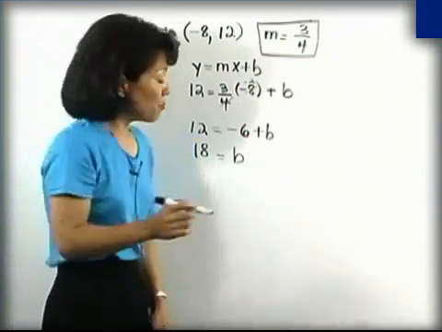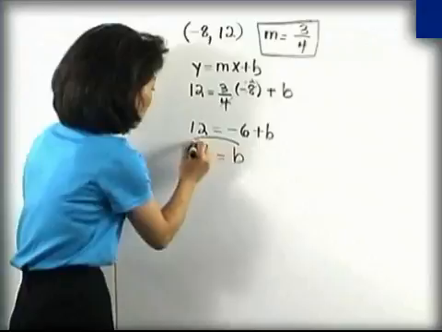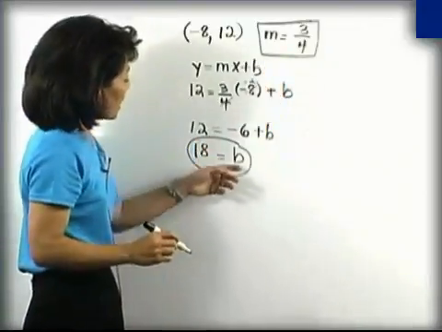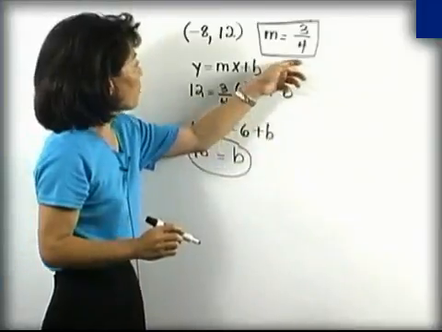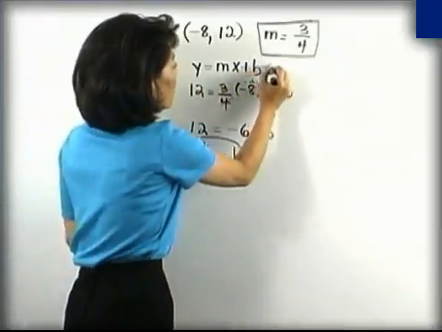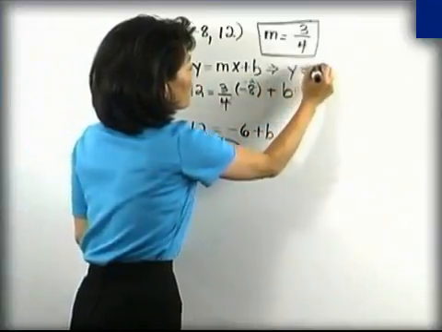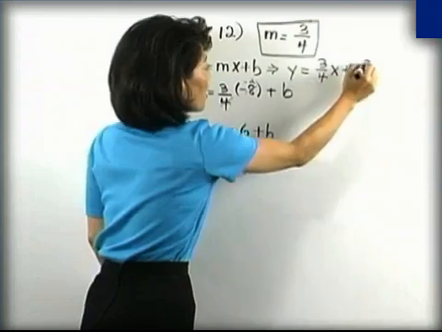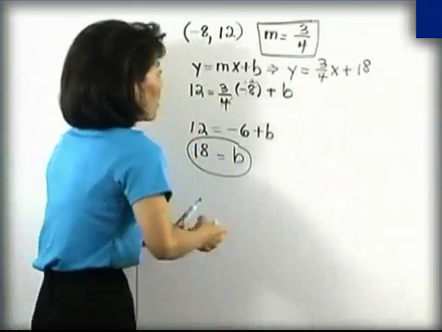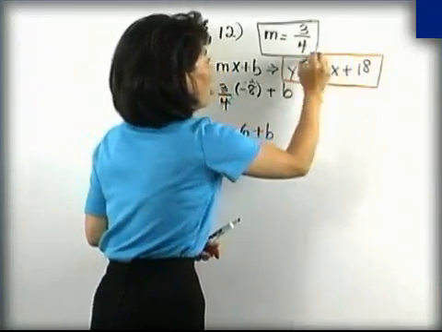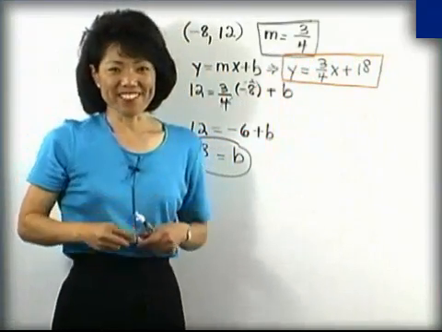So now that I have my 2 pieces of information, I have b equals 18, and I have m equal to 3/4. I take these 2 big pieces of information, substitute it here into y equals mx plus b to get y equals 3/4 x plus 18. So there we have it. We have finally there the equation of our line.